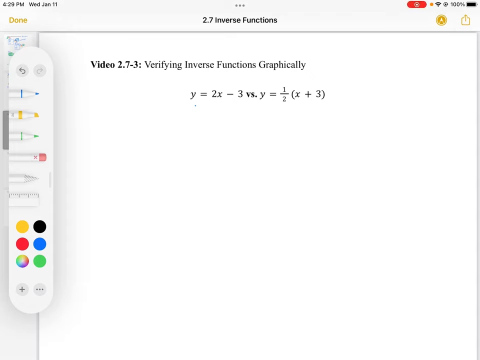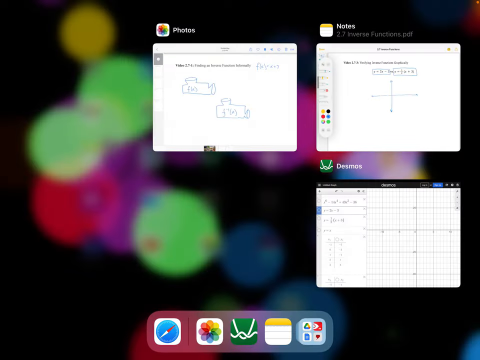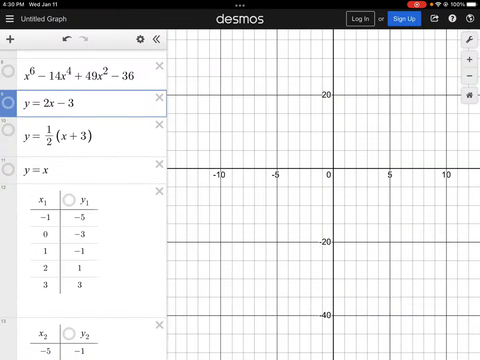In this video, we're going to be verifying inverse functions graphically. We're given two functions, y equals 2x minus 3 and y equals a half times x plus 3. We could graph those by hand, but what I'm going to do instead is jump to Desmos. I'm going to have Desmos do the graphing work for me.